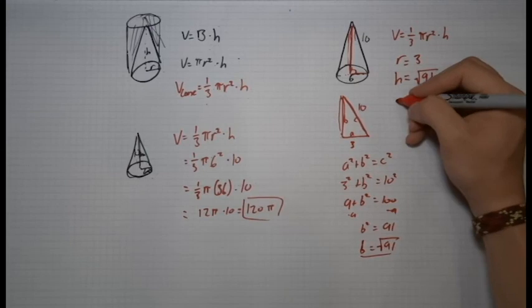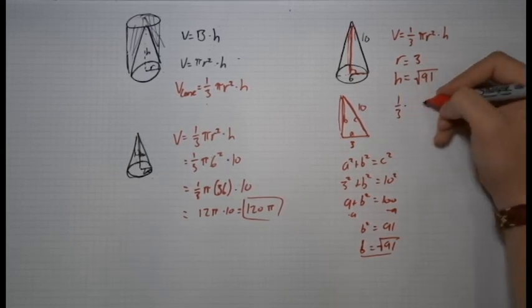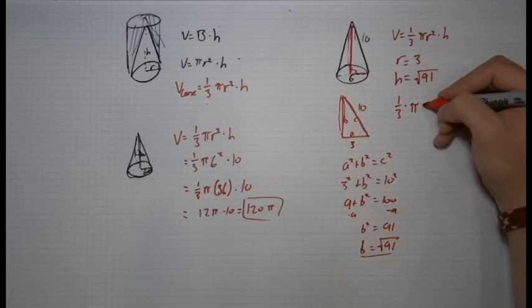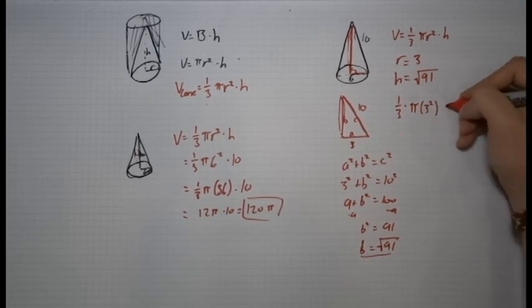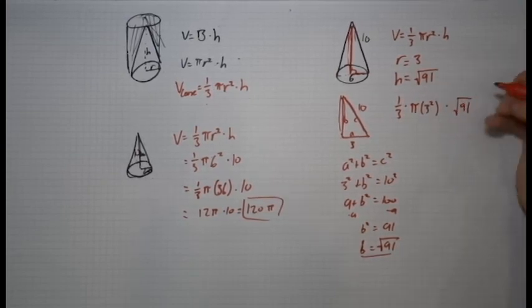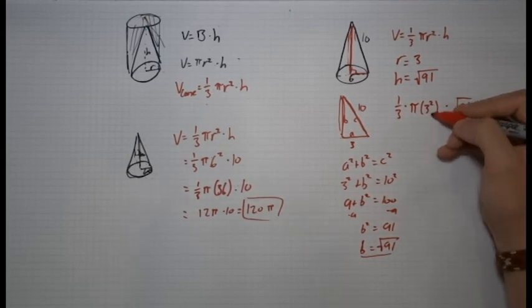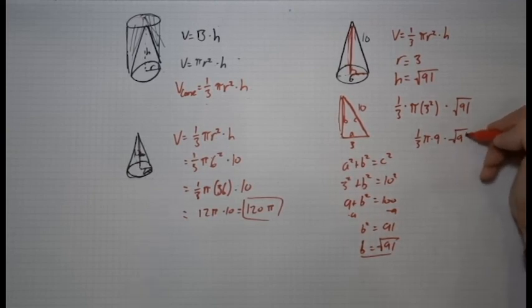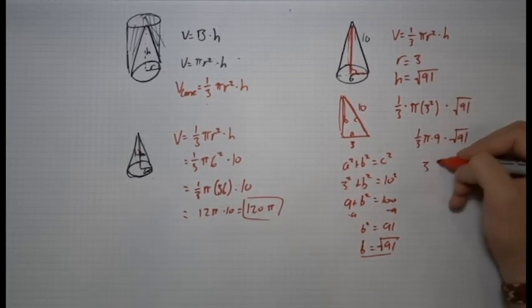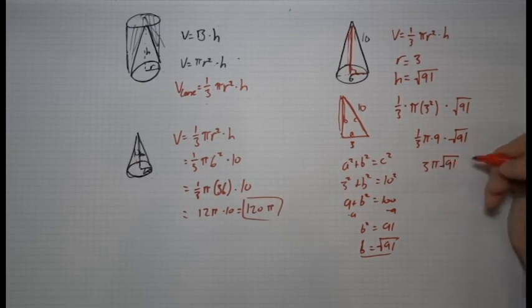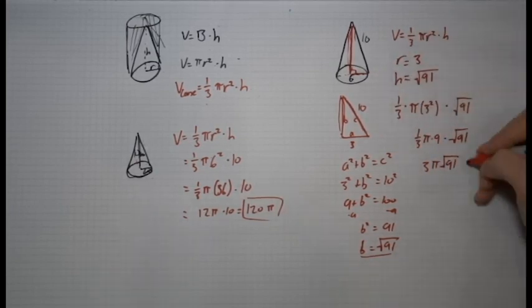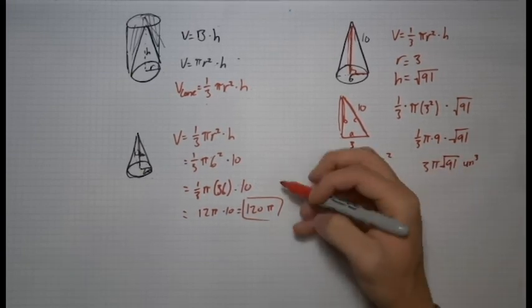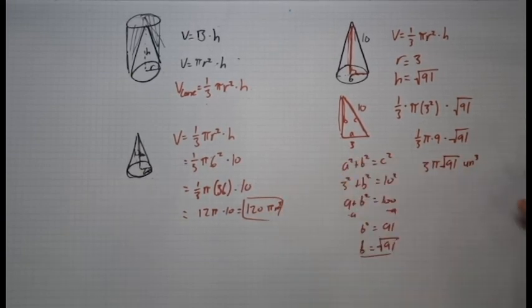So now we have our radius and our height, and we can just plug it into our formula. So we have 1/3 times pi, and r is 3, so 3 squared, times our height, the square root of 91. So now we have 1/3 pi times 9 times the square root of 91. 9 divided by 3 is 3, so we have 3 pi square root of 91. And I didn't label a unit, so, sorry, down here this is meters cubed. And that's our answer. And that is how we find the volume of a cone.